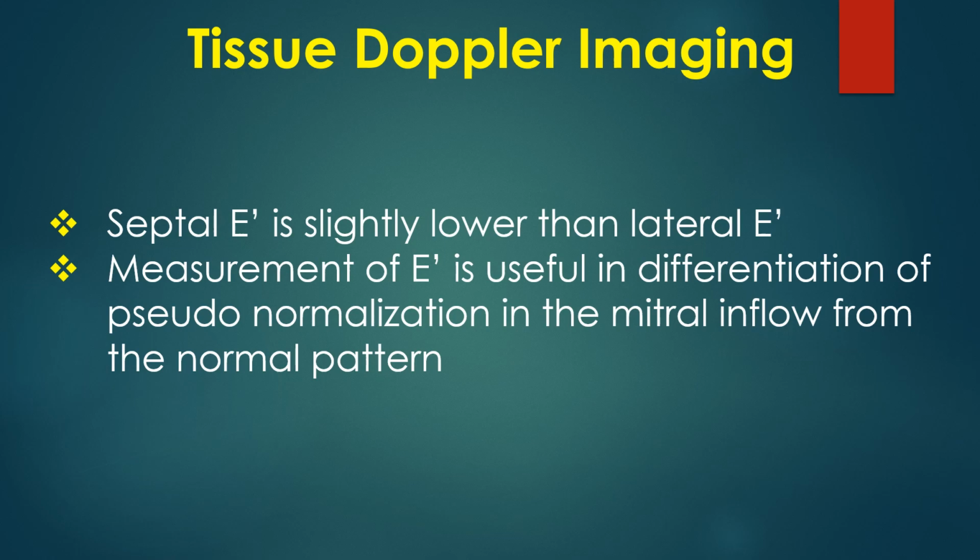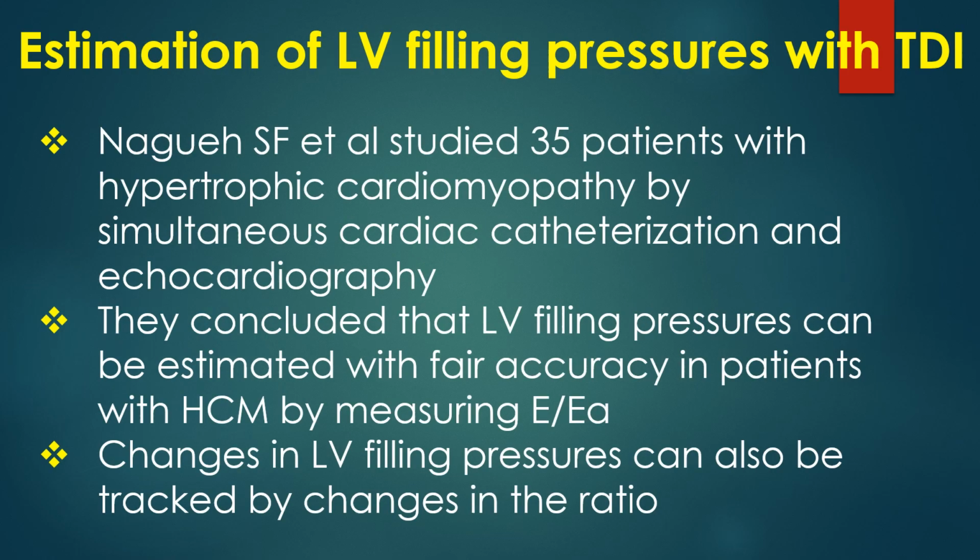Septal E prime is slightly lower than lateral E prime. Measurement of E prime is useful in differentiation of pseudo-normalization in the mitral inflow from the normal pattern. Negoye and associates studied 35 patients with hypertrophic cardiomyopathy by simultaneous cardiac catheterization and echocardiography. They concluded that LV filling pressures can be estimated with fair accuracy in patients with HCM by measuring E by EA. Changes in LV filling pressures can also be tracked by changes in the ratio.